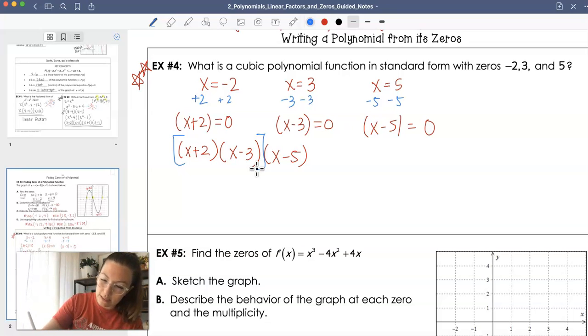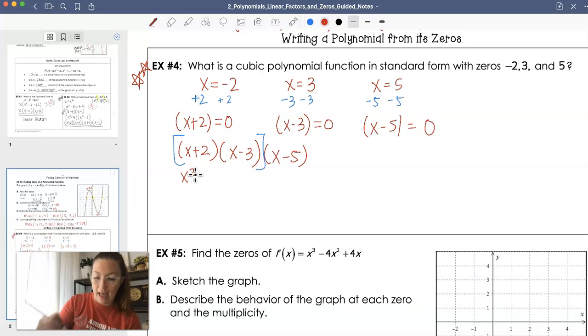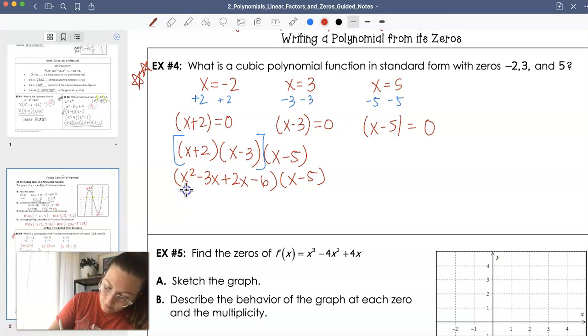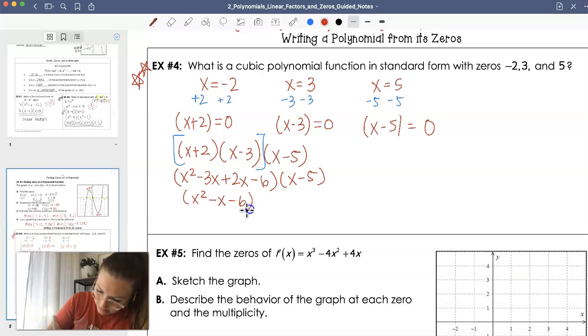Okay, so foiling this together, we get x times x, which is x squared. Then x times negative 3, which is negative 3x. Then 2 times x, which is 2x. And then 2 times negative 3, which is negative 6. Okay, and then we still have this x minus 5. I feel like I'm going to run out of room here. That's okay. Let's simplify this first one. So we have x squared minus x minus 6 times this x minus 5.